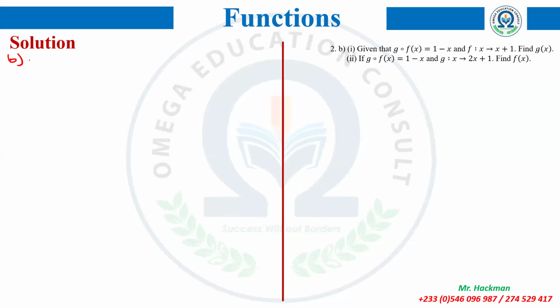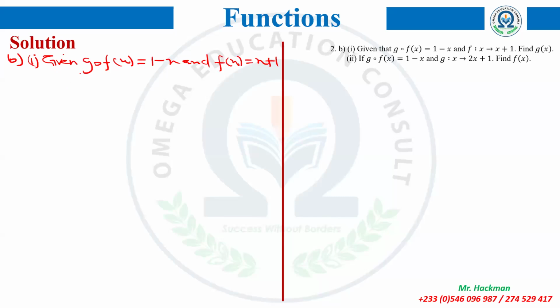Again, we are looking at 2BI. What are we given? g of f of x is equal to 1 minus x, and your f of x is equal to x plus 1. What are we supposed to do with that? We are supposed to use that to find g of x.